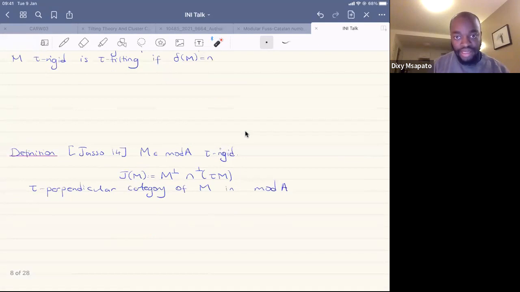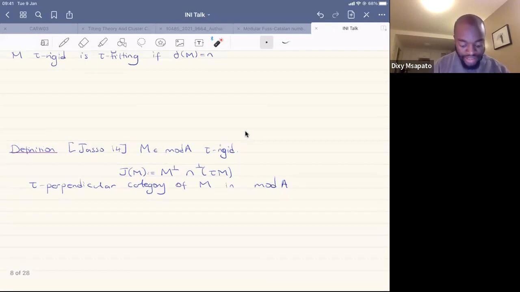Let M be a tau rigid module, and then we can define what's called the tau perpendicular category of M in mod A. This is a definition by Jasso. The tau perpendicular category of M in mod A is just the intersection of M perp with perp of tau of M. And it was proved by Jasso that this is in fact an extension closed subcategory of mod A.